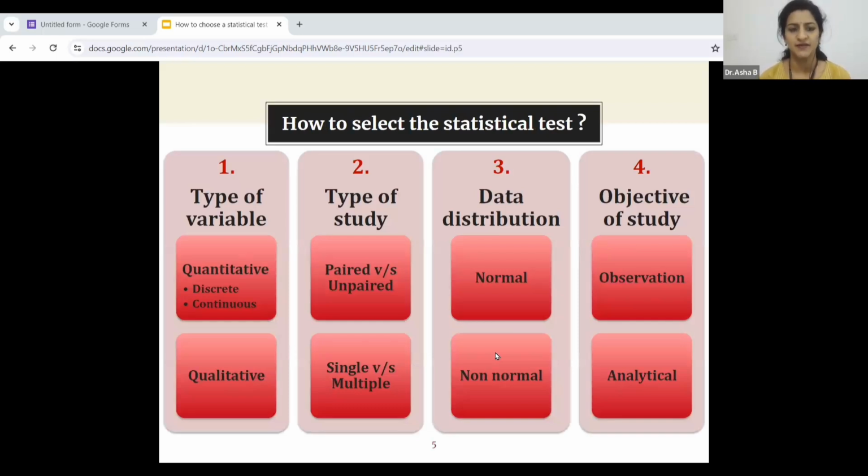The decision to choose a statistical test mainly lies on four things. The first one is the type of variable. The second one is type of study. The third one is data distribution. And the fourth one is objective of the study. So let us look into each of the steps in detail.